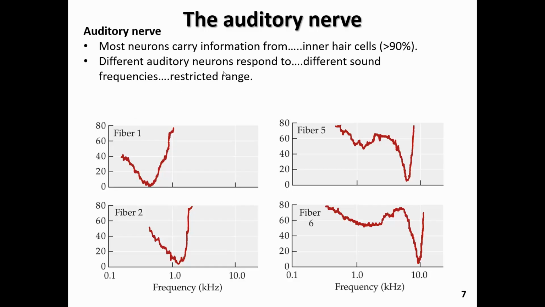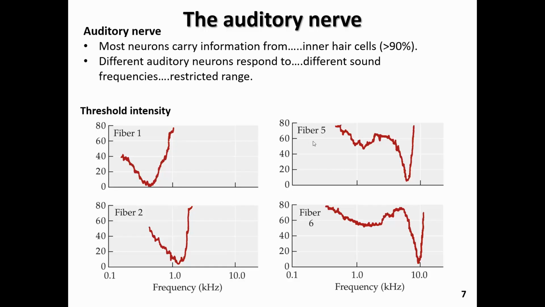Different auditory neurons will respond to different sound frequencies. Making reference to the previous slide, not only do we have the localization of sound frequency through the cochlea, but we also have individual neurons that operate within a restricted range. Each neuron is specifically tuned to transmit bioelectrical signals in response to a particular frequency.